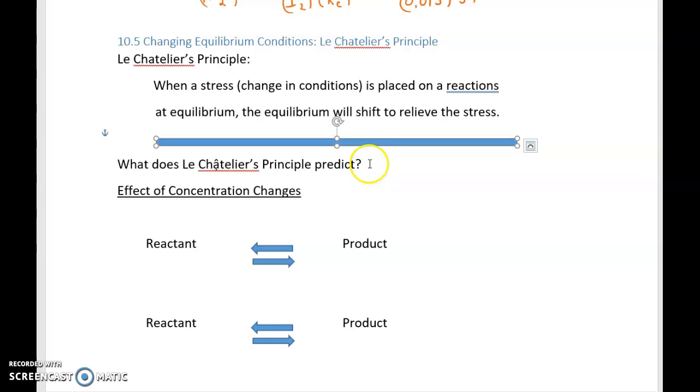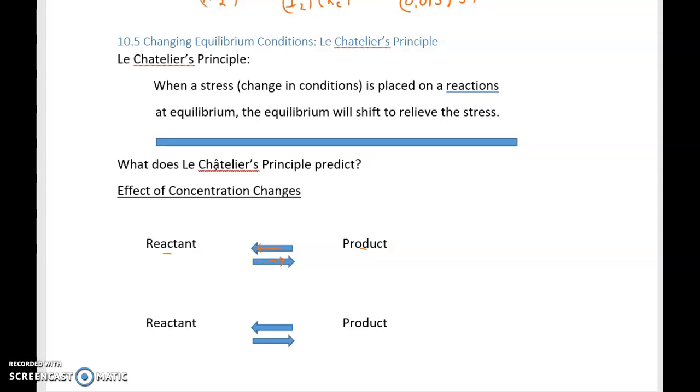So Le Chatelier's principle predicts that the equilibrium will shift if we put a stress on the system. So let's look at what we would maybe call a stress. Here we've got a reactant and a product, and they're in equilibrium. They've got a reaction going backwards that is the same as the reaction going forwards. So the concentration of the reactants and the products is not changing, and these two rates are the same.